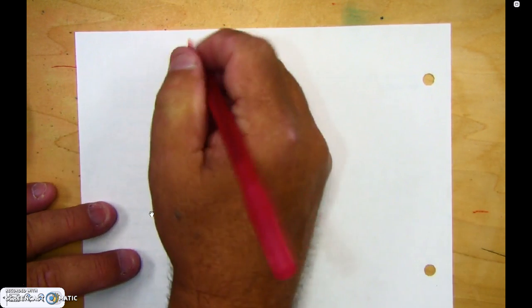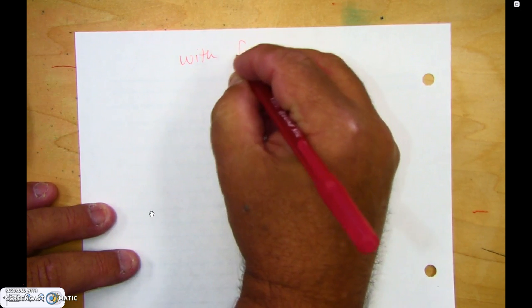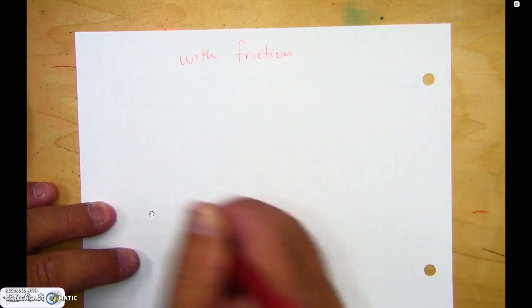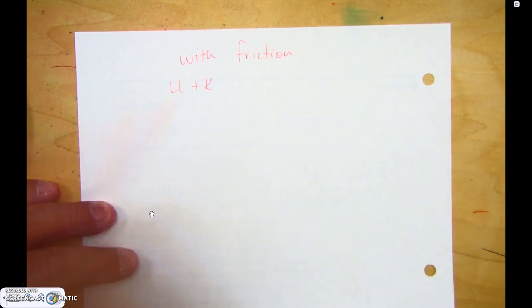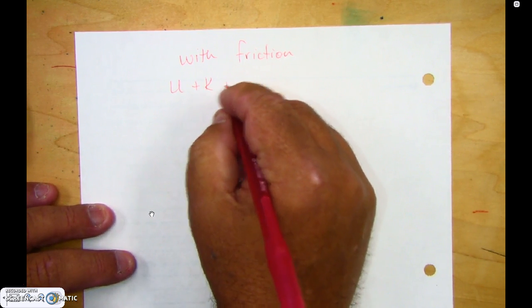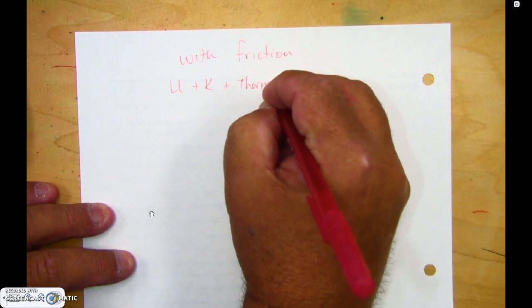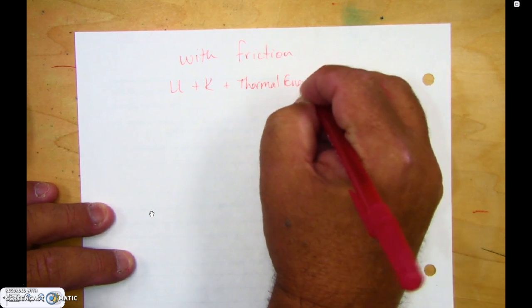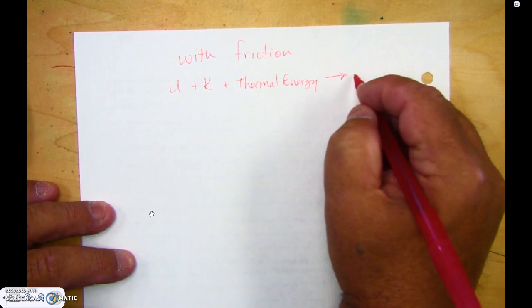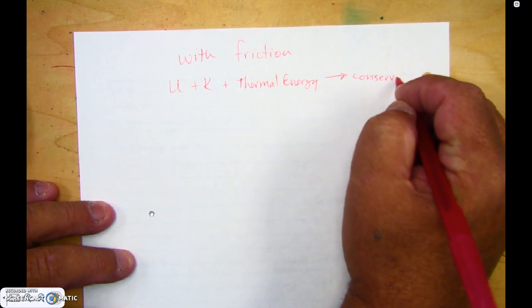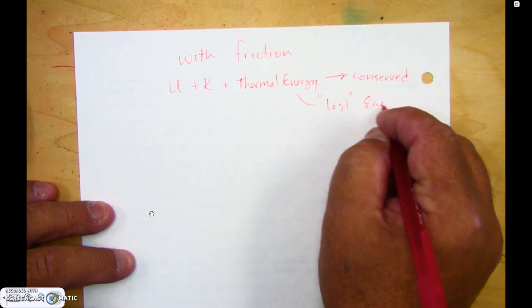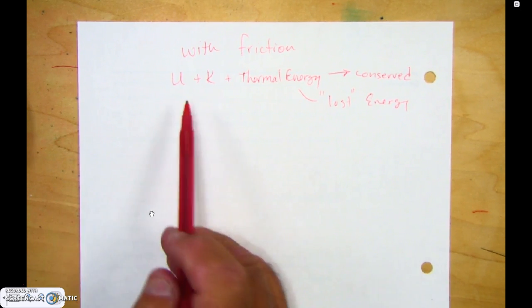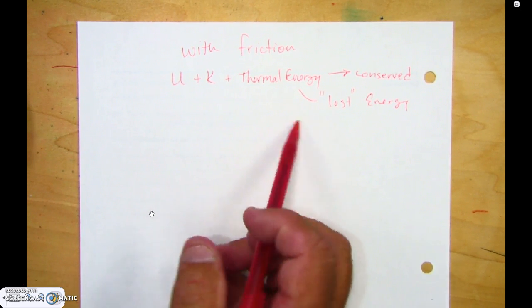If we include friction, so with friction, we're still going to have U plus K plus, and let's just call it thermal energy. That's still going to be conserved. The difference is, this is what we oftentimes think of as lost energy. In other words, it's not going to show up as either potential energy or kinetic energy. It's lost into heat, so it's not going to help me.